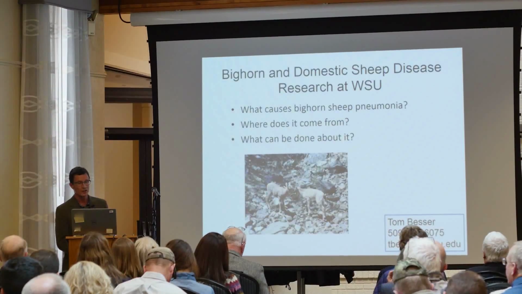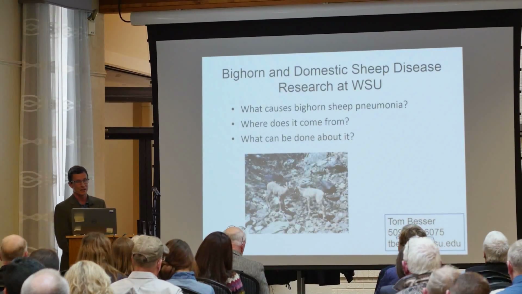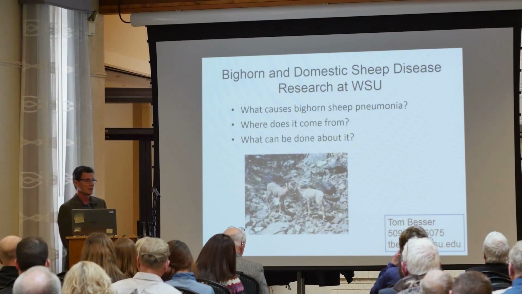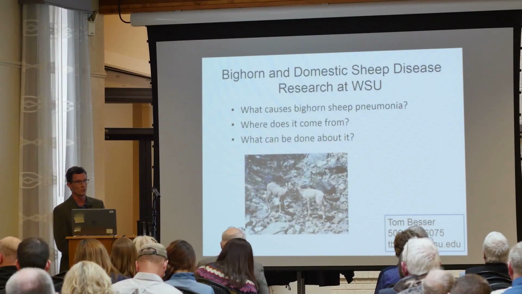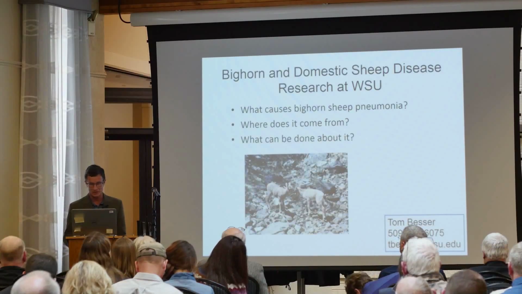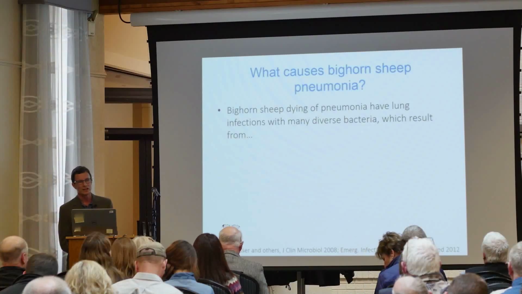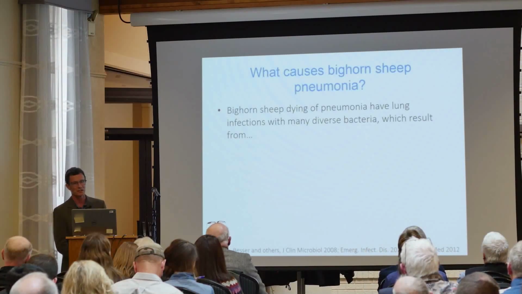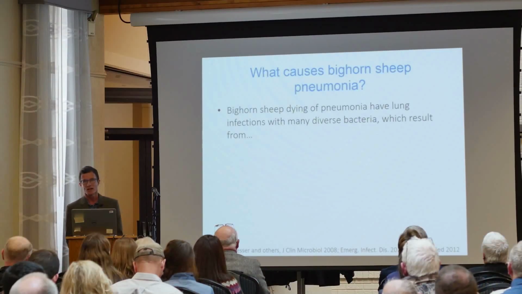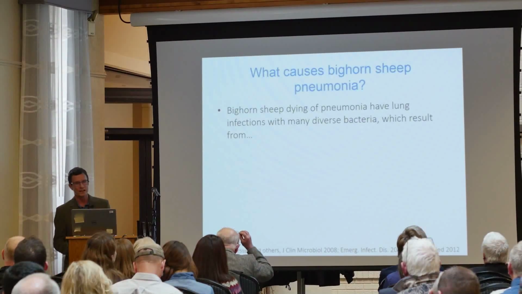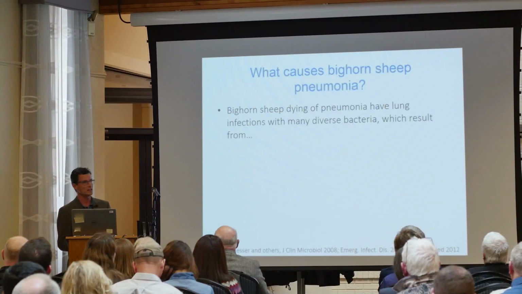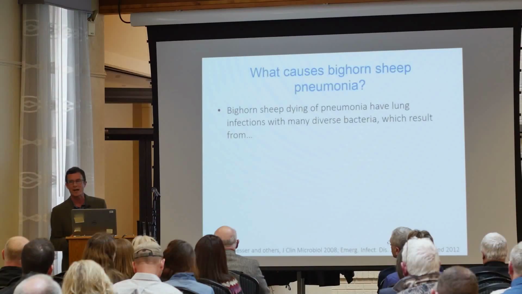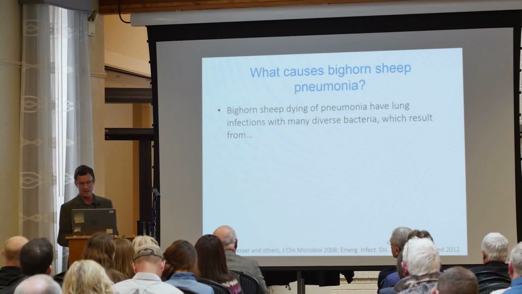I want to talk briefly today about what my research has done to inform what causes bighorn sheep pneumonia, where does the pathogen come from, and what can we do about it. The last one is going to be very short. You know, from the start, it was clear that these bighorn sheep dying in pneumonia outbreaks had terrible lung infections. And microbiologically, they were really complicated with a lot of different bacteria in different parts of the lung. Different animals in the same outbreak would have different bacteria, very complicated.